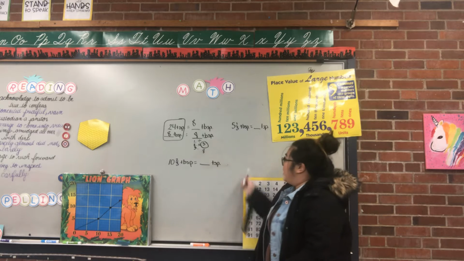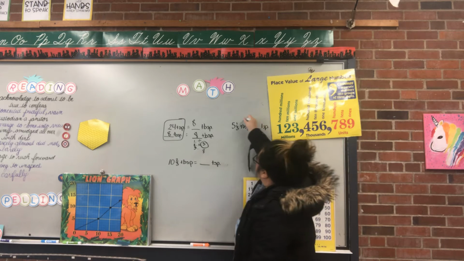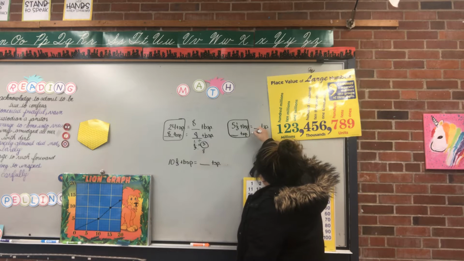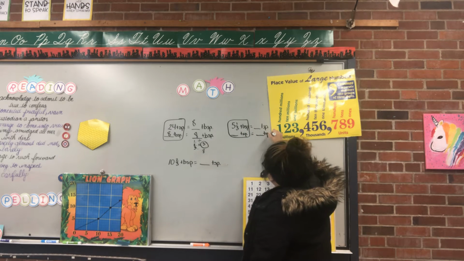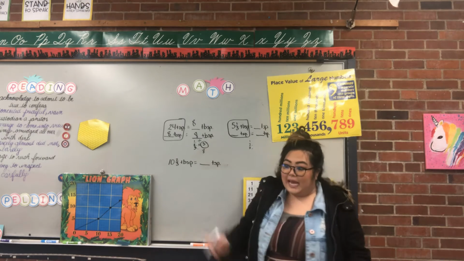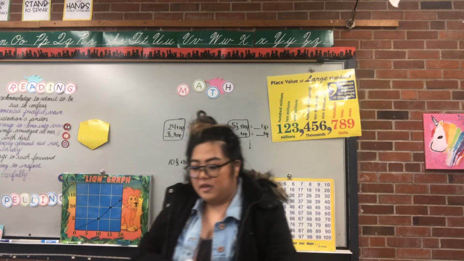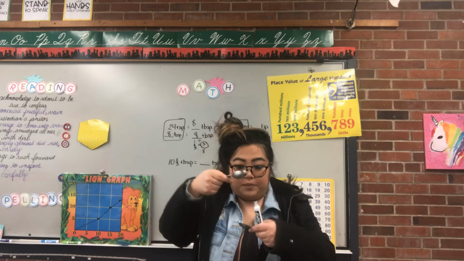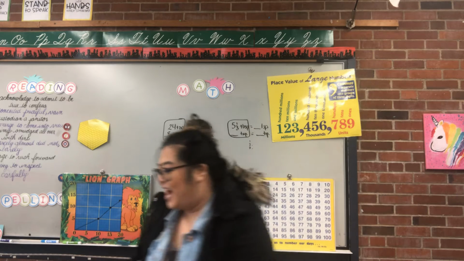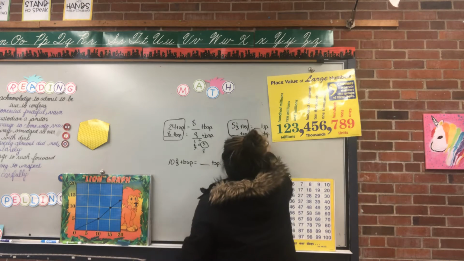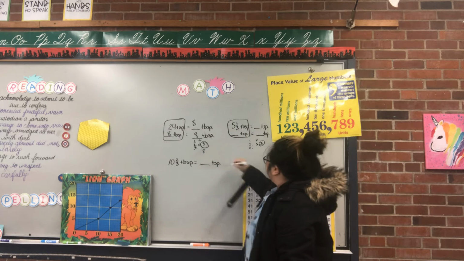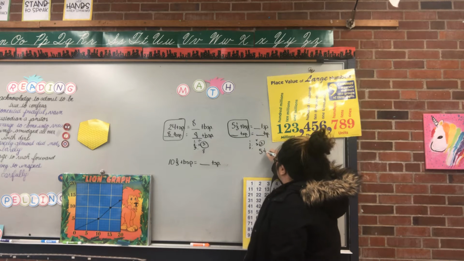Let's try this one. 5 1/3 tablespoons to teaspoons. Now, immediately we can see we're looking for teaspoons. 1, 2, 3. Okay, we're going from tablespoon to teaspoon. Larger to smaller. Multiply. And our special number is 3. Now we have 5 1/3 in the box times 3.